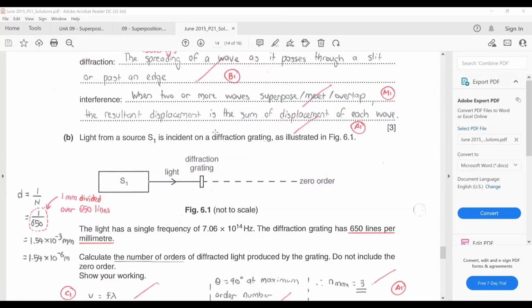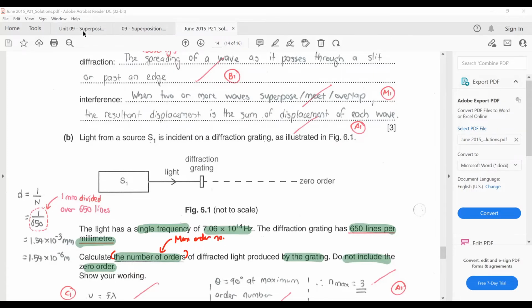They say that the light has a single frequency of 7.06 times 10 to the power 14 hertz. The diffraction grating has 650 lines per millimeter. Calculate the number of orders of diffracted light produced by the grating. Don't include the 0 order. Show your working. So when they ask you to find out the number of orders, this is actually asking you to find the maximum order number.